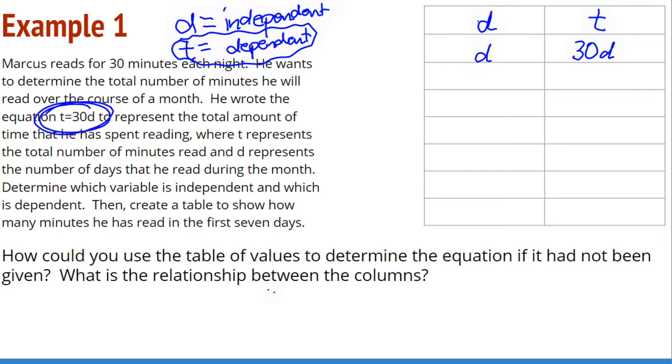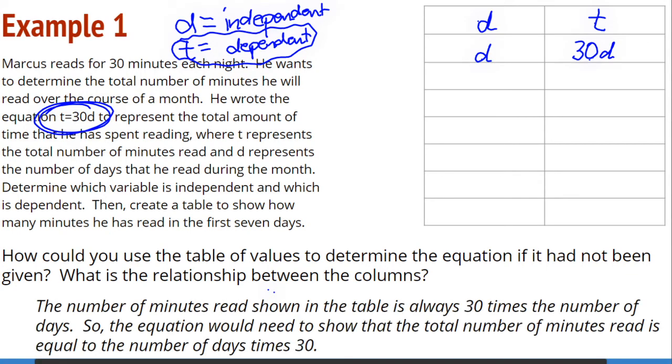So I have done a little substitution here. I have the days and I have 30 times the days, and 30 times the days is equal to the time. The number of minutes read shown in the table is always 30 times the number of days. So the equation would need to show that the total number of minutes read is equal to the number of days times 30.